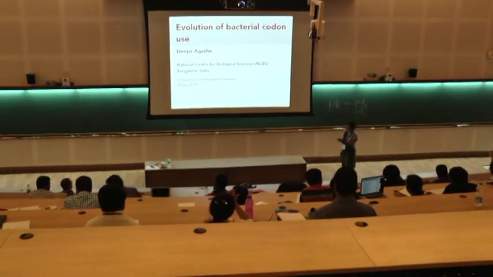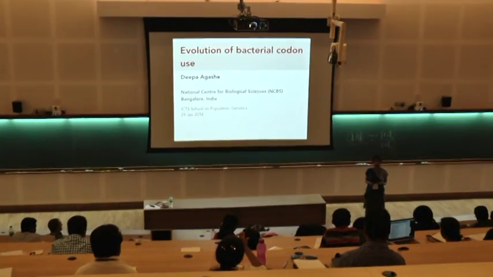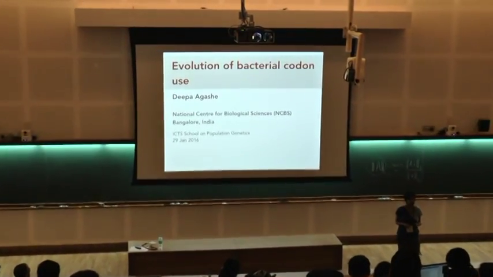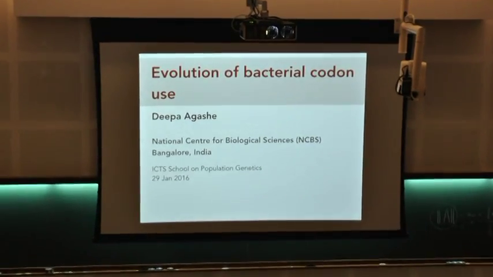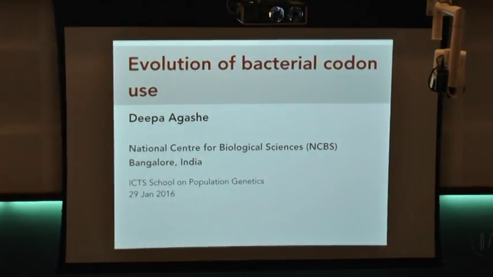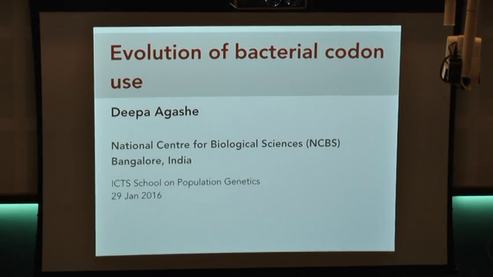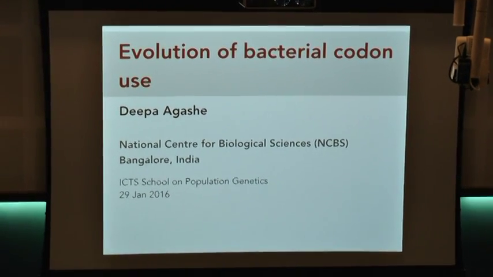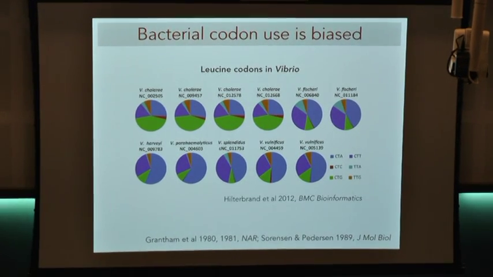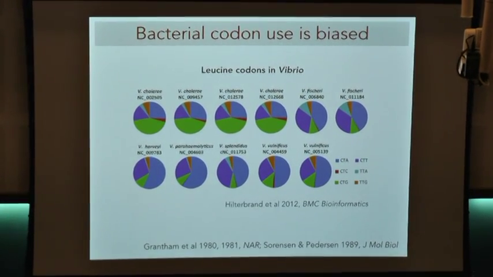So I think Nick has already introduced the idea of codon bias and why it's a bit of a puzzle and has been a puzzle for a long time. And I'll tell you of some experiments that we've done to try and address this problem and try and understand what are the kind of selective forces that could be causing evolution of codon bias. So just a quick recap, what do I mean when I say codon bias?